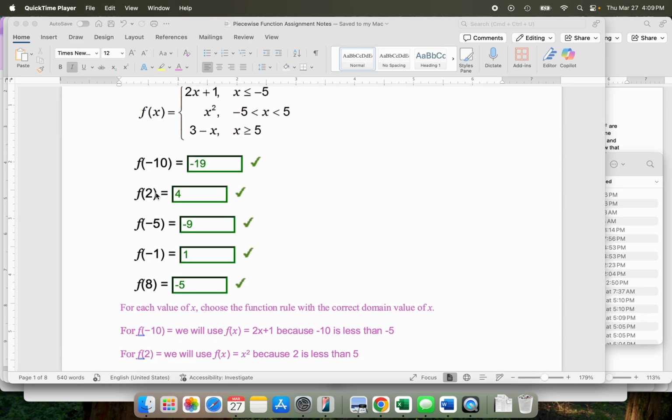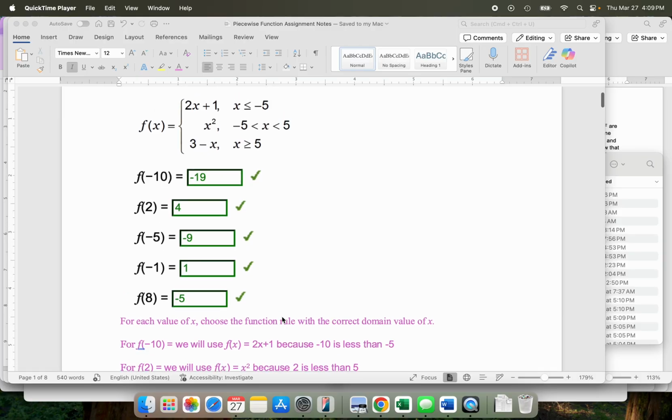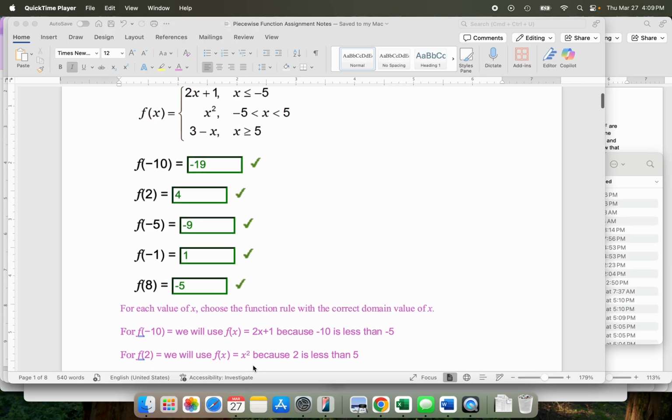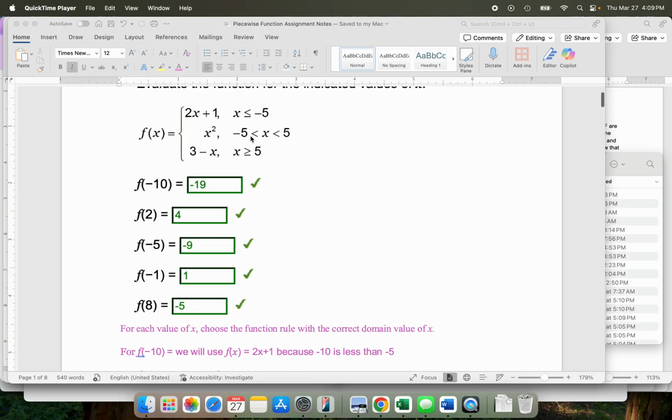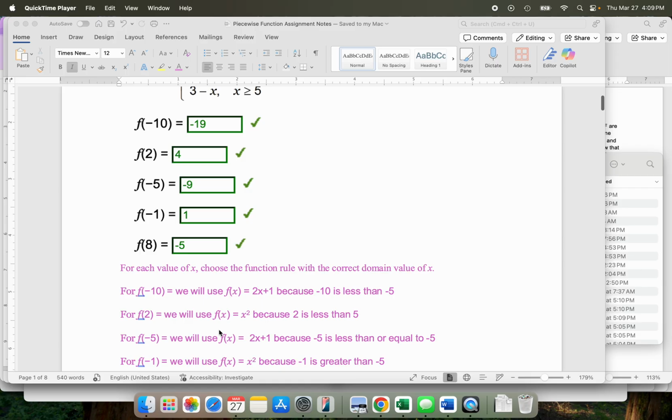Okay, doing the same for 2, we would use f of x equals x squared because 2 is less than 5, and so it fits within that range. Solving for x, we would get the answer 4. Okay, substituting -5 in, we're going to use the first equation because -5 fits this domain value where x is less than or equal to -5, so it fits here exactly. And solving, we would get -9 as our answer.